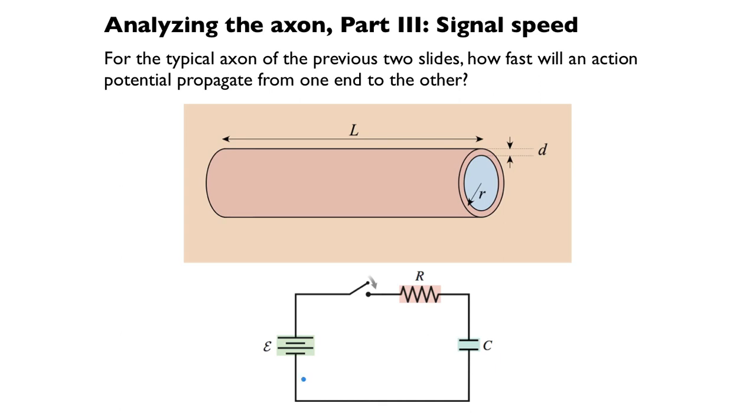I trigger an action potential, okay? That's basically like turning on a power supply or closing a switch on a circuit, and then current is going to flow in a circuit, and it's flowing through a resistor, and it's charging up a capacitor. How long is it going to take to charge?